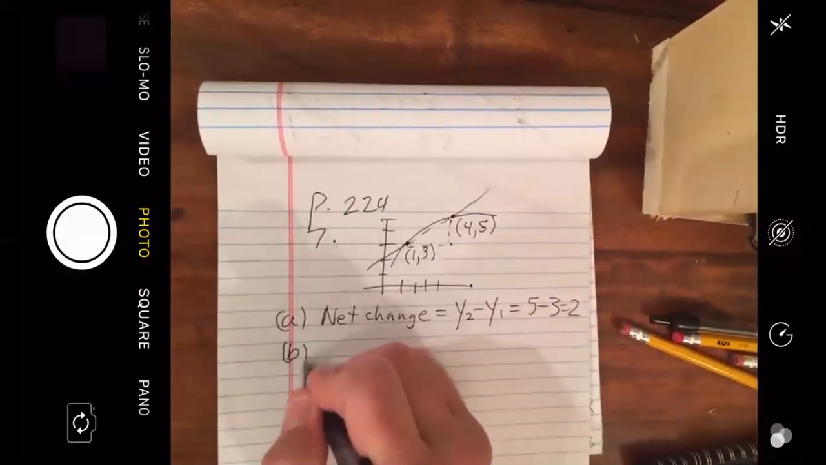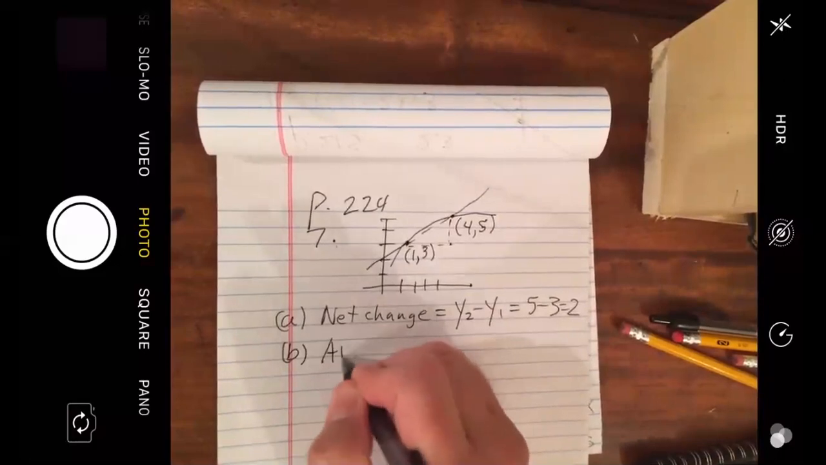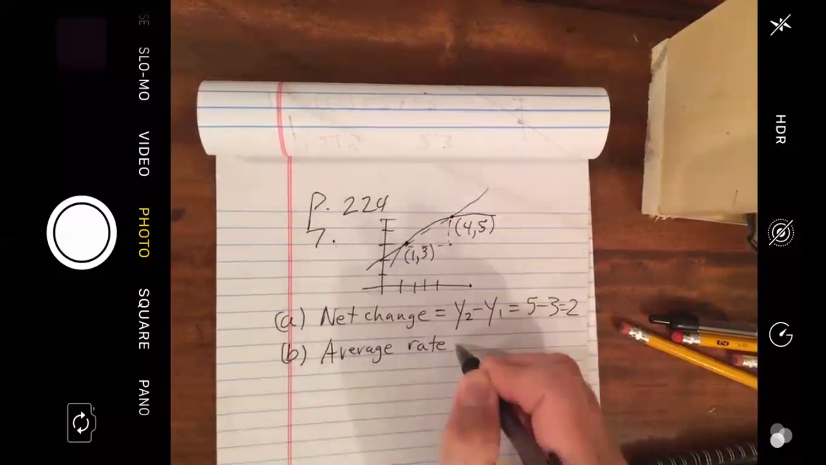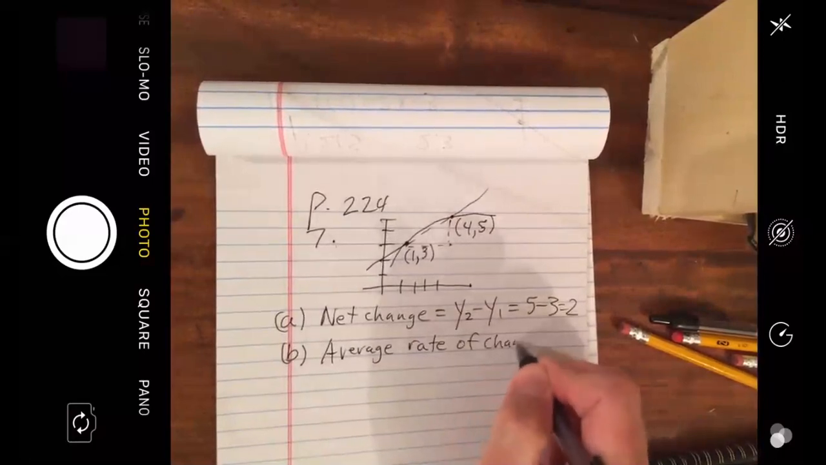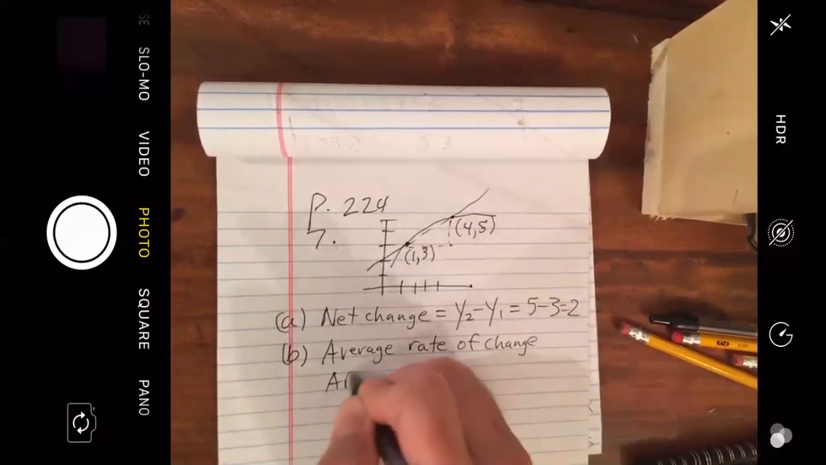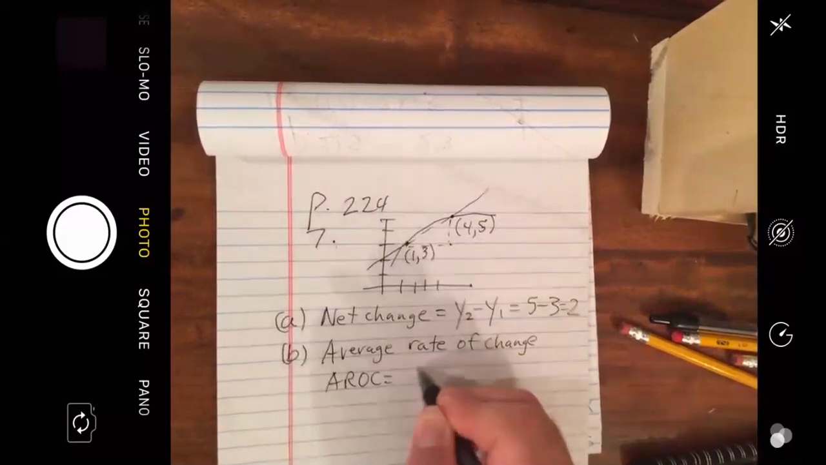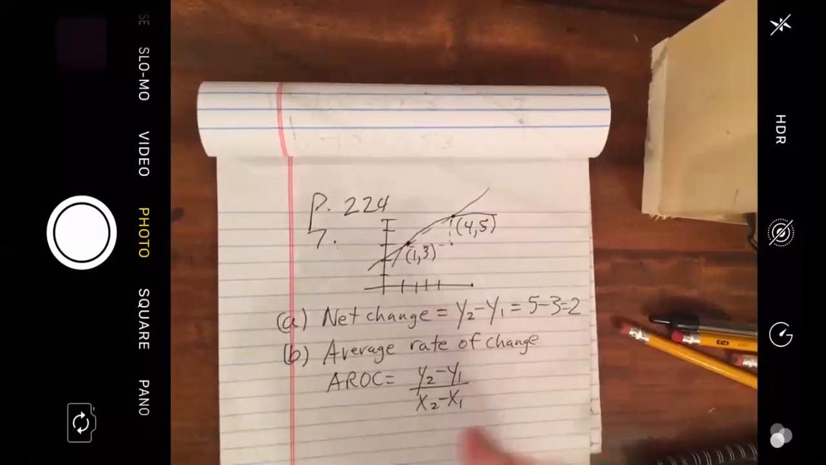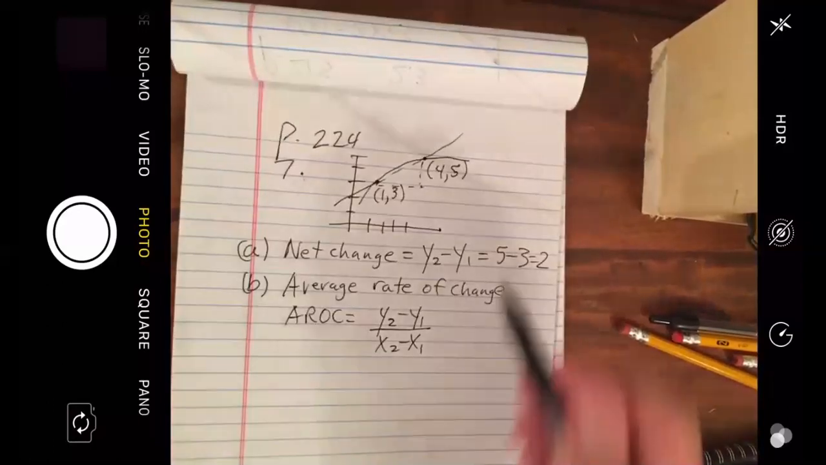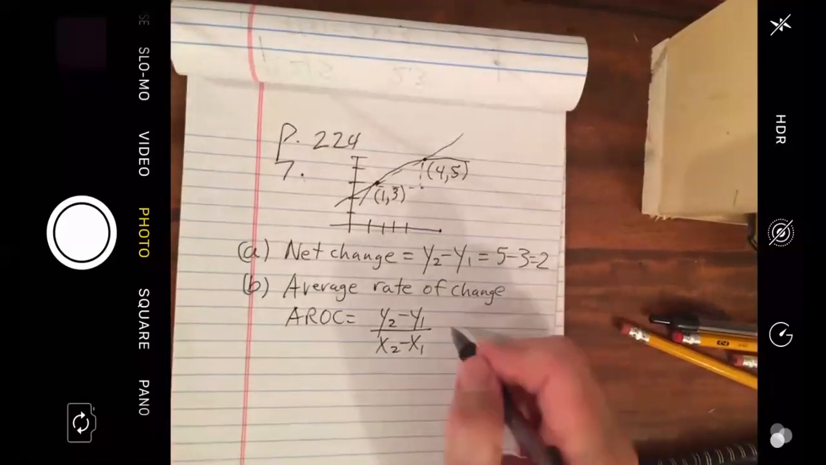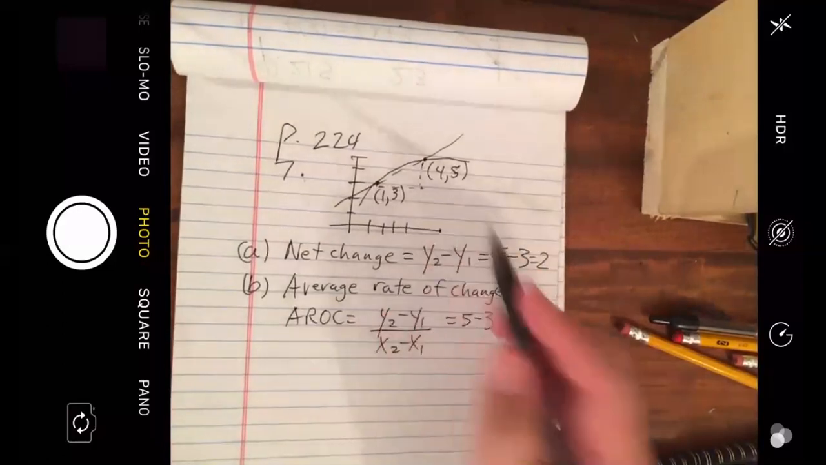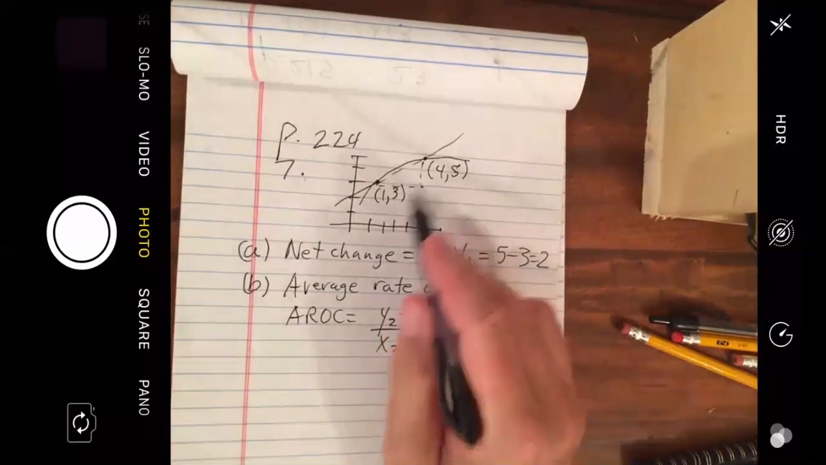In part B, they want average rate of change. I'll spell it out again, but I usually abbreviate it: AROC. Again, it's y2 minus y1 over x2 minus x1. Now I can repeat, it's absolutely identical to this. I'm going 5 minus 3, subtracting the y's. On bottom, x2 minus x1.